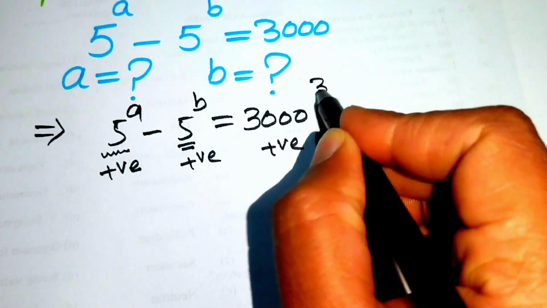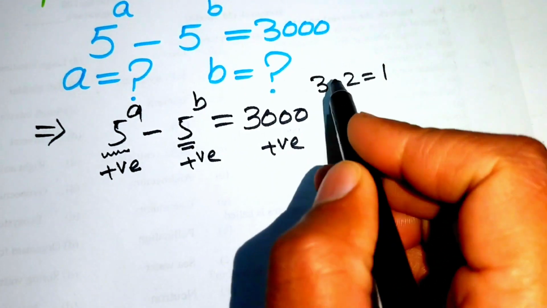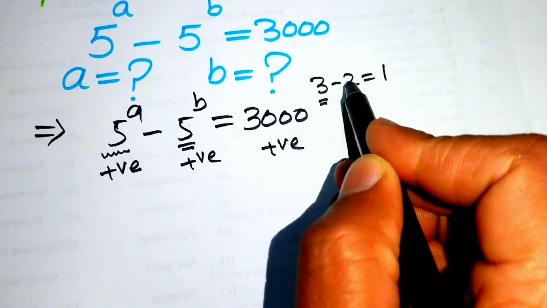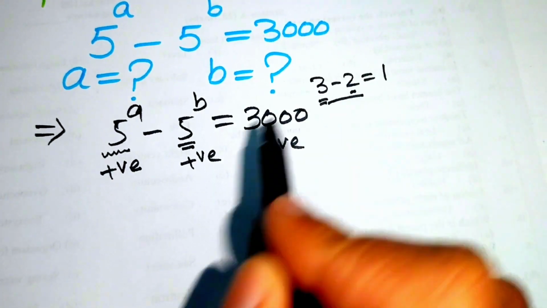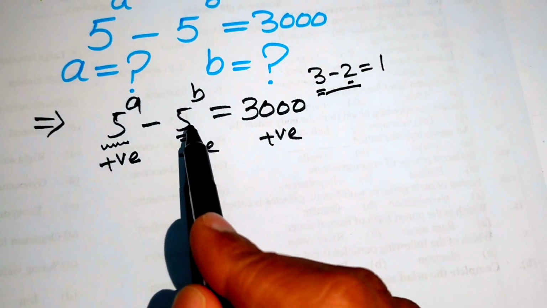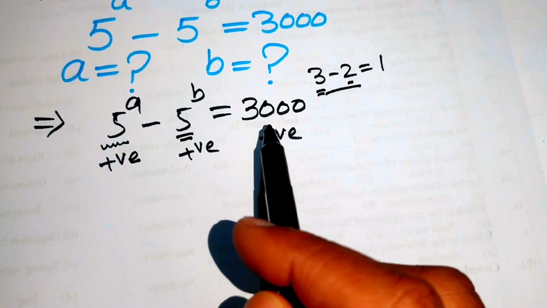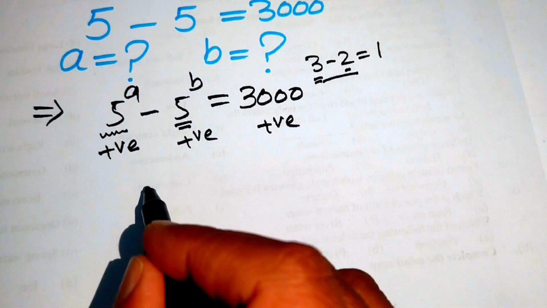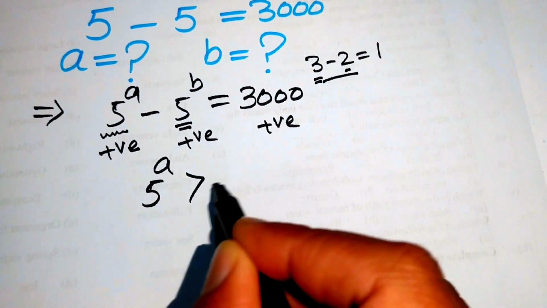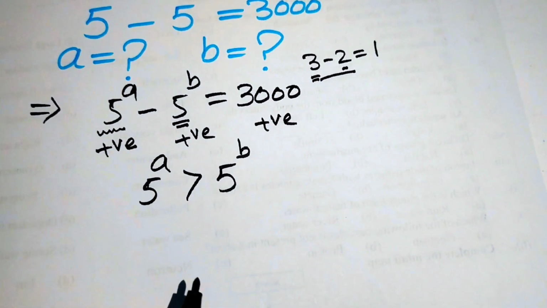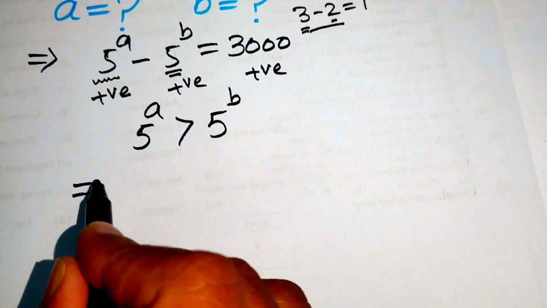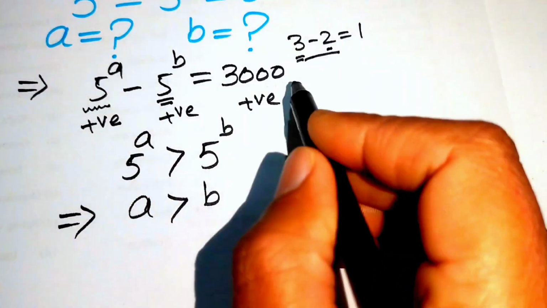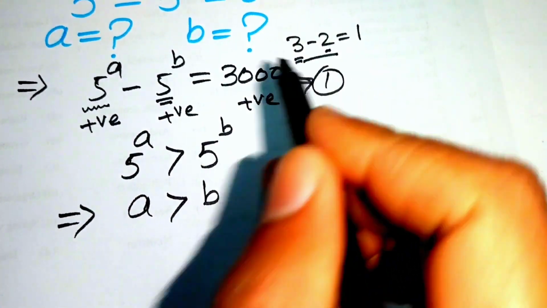that if we subtract 3 minus 2, it equals 1. It means that because 3 is greater than 2, we get the positive value 1. So here our first value is greater than the second value, that's why we get the positive answer, which is 3000. So we write here 5 to the power of a is greater than 5 to the power of b. Now we compare both of the sides, and we see that a is greater than b, and we call this equation number 1.